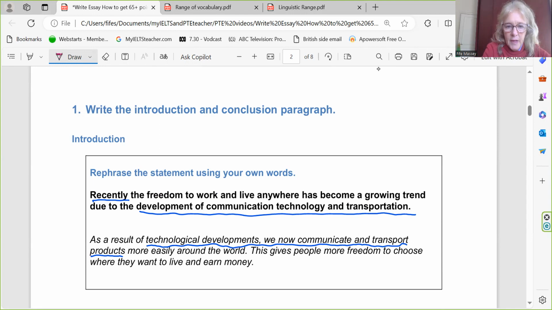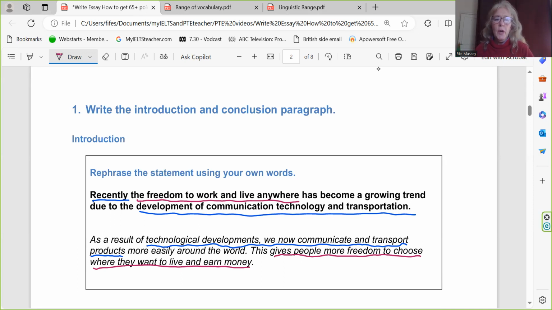We've got my sentence here, gives people more freedom to choose where they want to live and earn money, compared to the statement. So you can see I'm saying the same thing. I'm just trying to show the reader, or rather the computer algorithm, that I'm able to express this using my own words and therefore give me the opportunity for some higher points when it comes to vocabulary and perhaps grammar as well. So there we go. Statement sentence has been rephrased with my own words with just the tiniest changes here and there to do that.